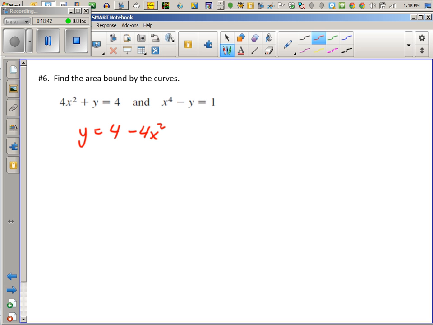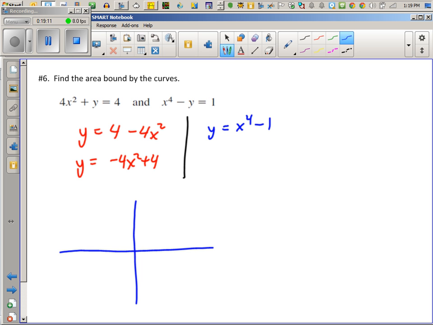this. And you could just think of this as y equals -4x squared plus 4. And the other one, it's easy to isolate y as well. Y equals x to the 4th minus 1, see? So if y is the easier variable to isolate, then by all means, do it that way. And you just want to double check that you know where everything is crisscrossing. So you kind of still need to sketch it out.